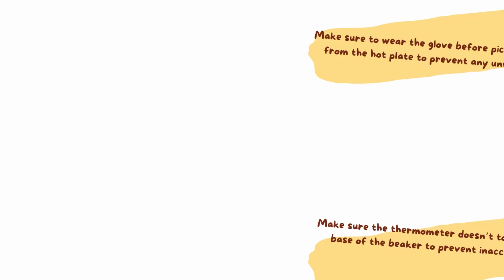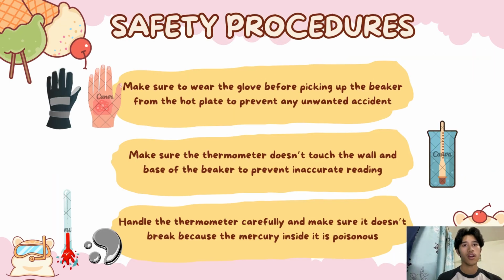For the safety procedures, make sure to wear gloves before picking up the beaker from the hot plate to prevent any unwanted accident. Then make sure that the thermometer doesn't touch the wall and the base of the beaker to prevent inaccurate temperature readings. Then handle the thermometer carefully and make sure it doesn't break because the mercury inside it is poisonous. These three are the safety procedures that we followed in order to make sure that our experiment doesn't involve any unwanted accident.